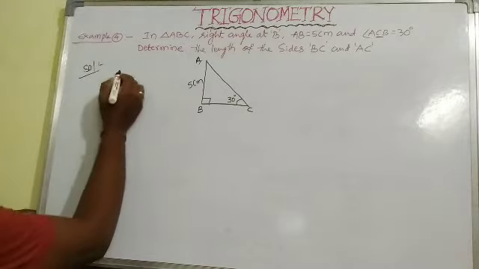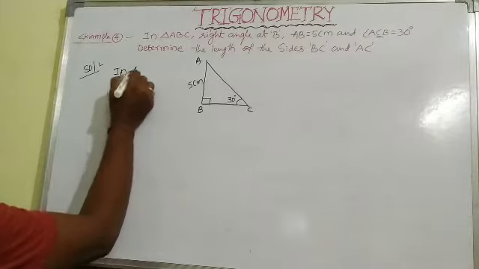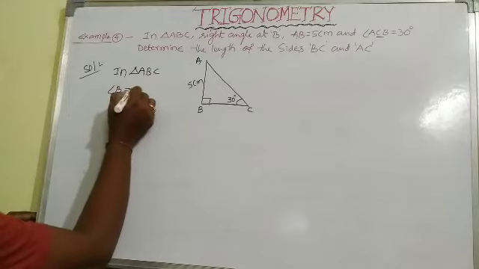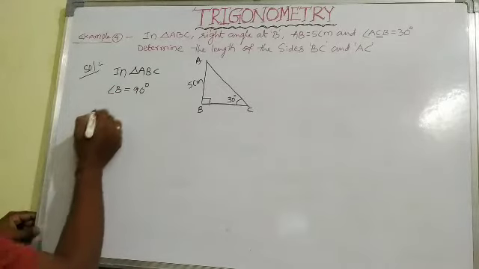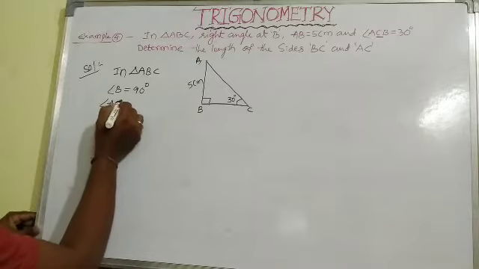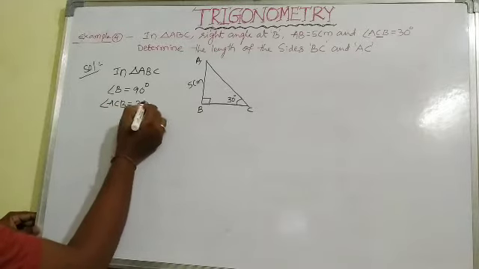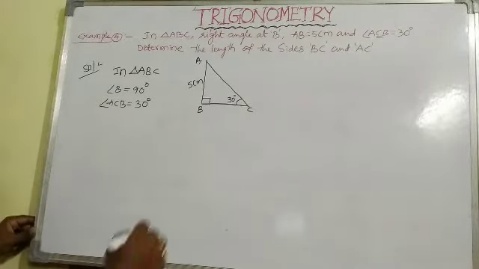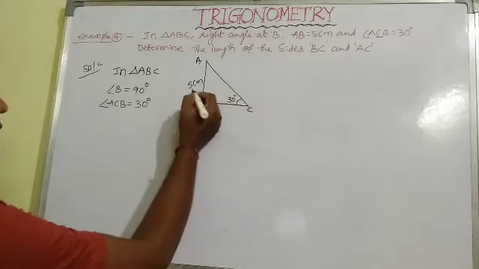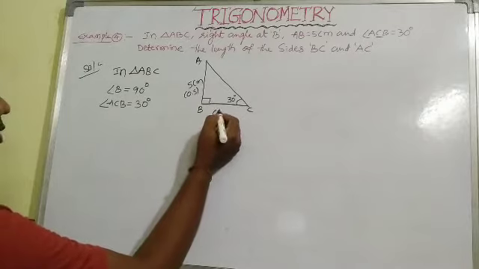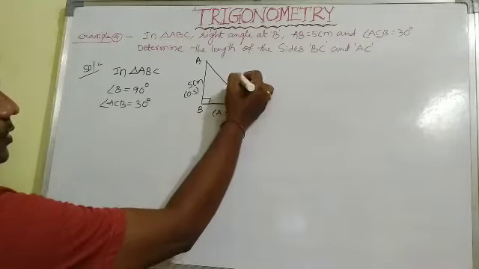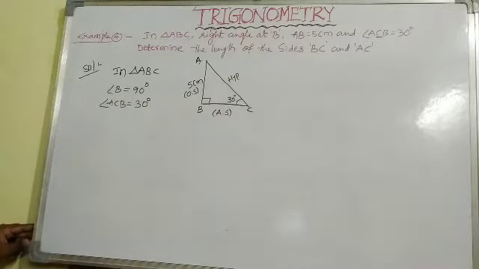See, in the solution, in triangle ABC, where the right angle B equals 90 degrees, what is given? Angle ACB is 30 degrees. Then we have to find BC length and AC length. When this is the angle, your AB length becomes the opposite side, this BC length becomes the adjacent side, and this AC length is the hypotenuse. So we have to find the adjacent side and hypotenuse.